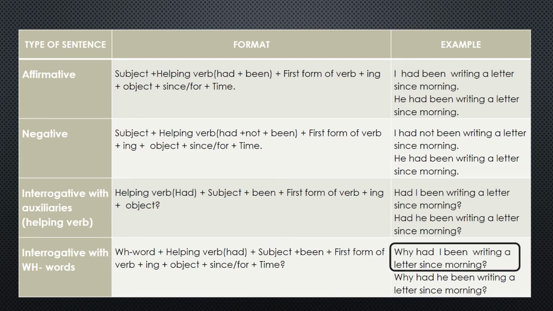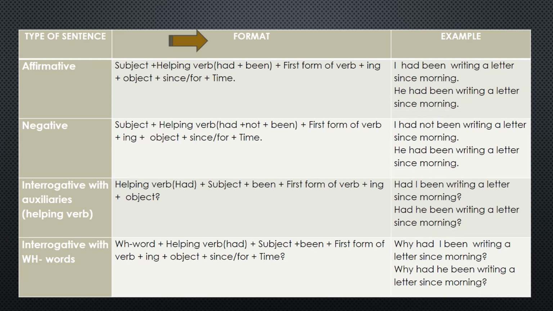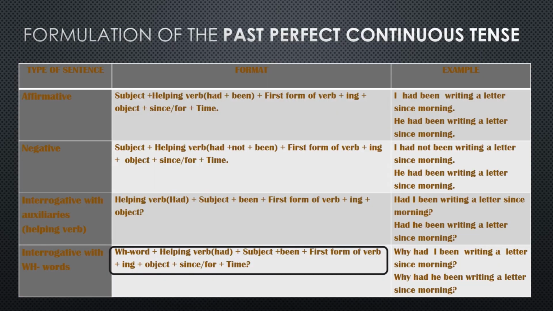The next type of sentence is interrogative with WH words. Examples like, why had I been writing a letter since morning? Why had he been writing a letter since morning? The format of these sentences is WH word, helping verb had, subject, been, first form of a verb plus ing, object, since or for, plus time, and the end of a sentence is with the question mark sign.